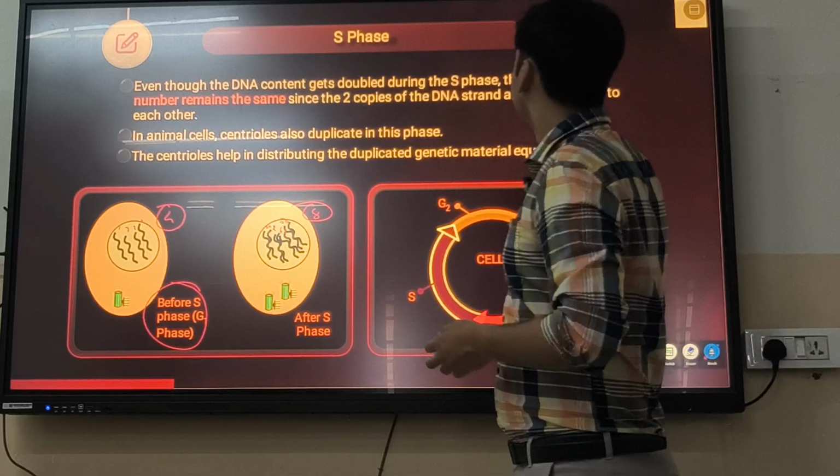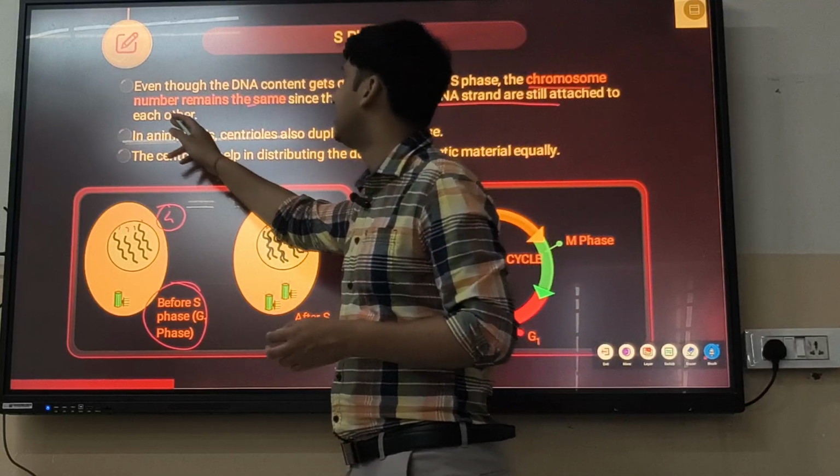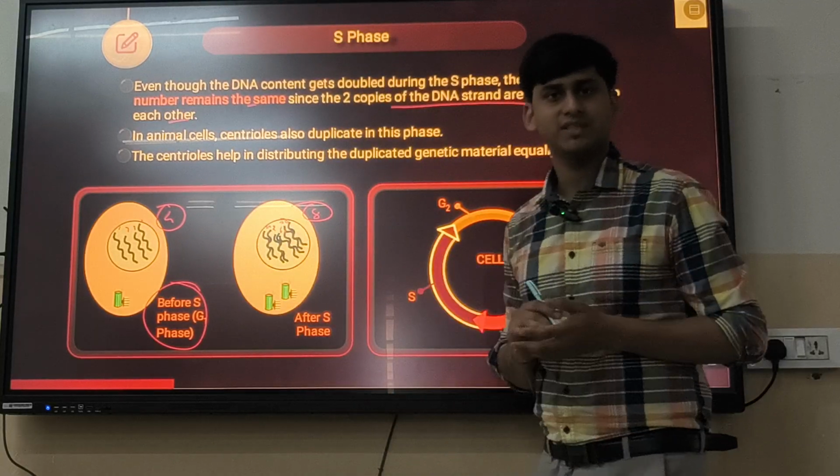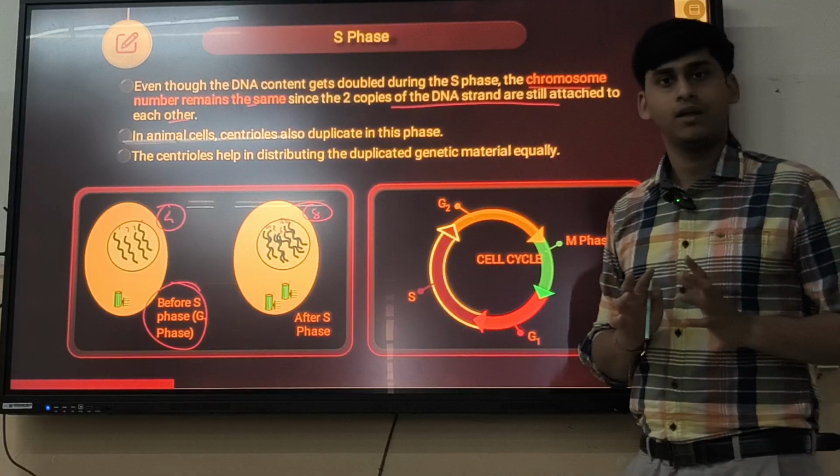Okay, see, the chromosome number remains the same since the 2 copies of the DNA strand are still attached to each other. The chromosome number remains the same, but there are 2 copies of DNA. Okay.